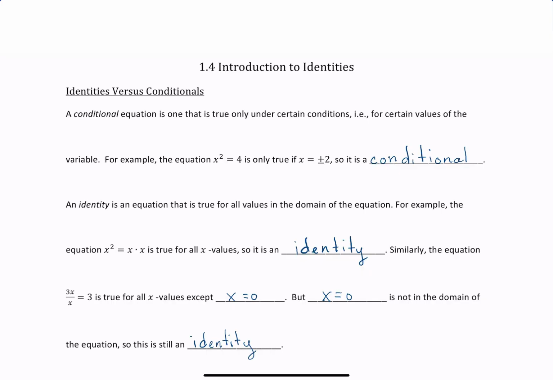Similarly, the equation 3x over x equals 3 is true for all x values except x equals 0. Right? It's not true when x equals 0 because when x equals 0, the left-hand side of the equation is undefined. But x equals 0 is not in the domain of this equation, so it is still an identity.